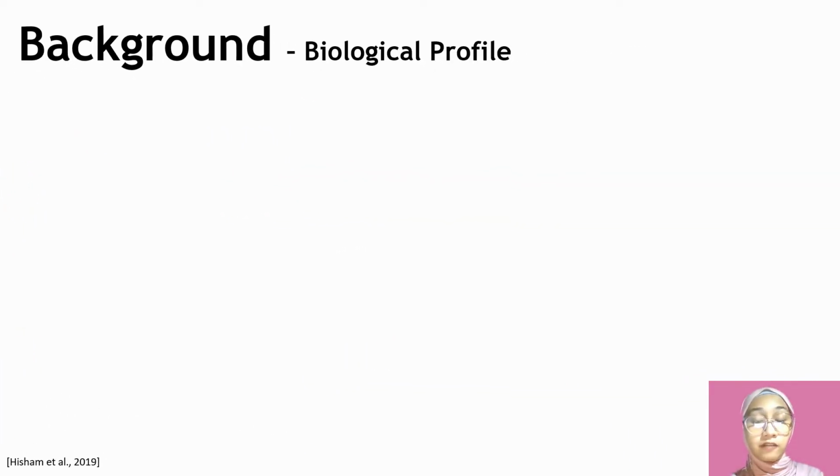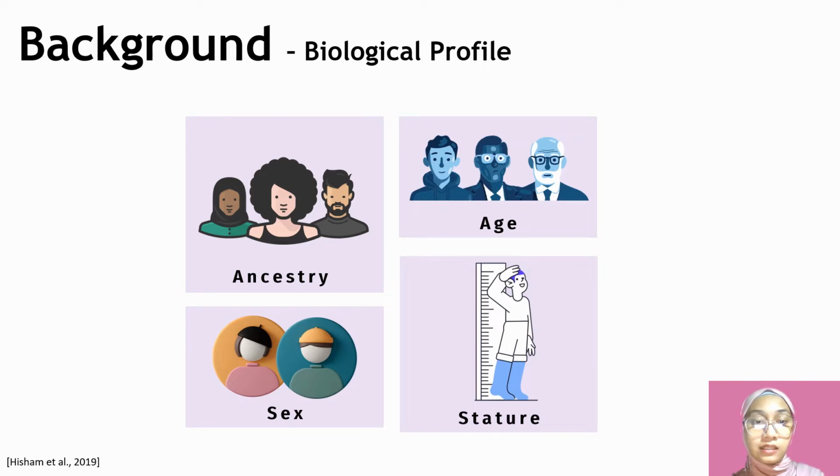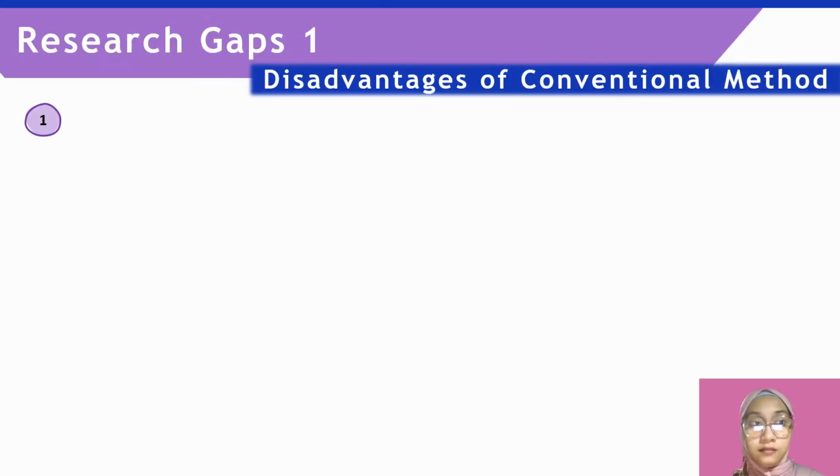In the identification process, forensic anthropologists will establish four biological profiles, which are ancestry, age, stature, and sex. In this study, we focus on the sex profile as it is the first profile to be investigated by the forensic anthropologists. Currently, there are three main research gaps in forensic anthropology investigation in Malaysia. So the first one is related to the method used for identification. Generally, there are two methods used for identification, which are the conventional method and the geometric morphometric method.